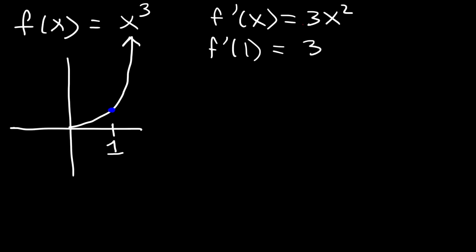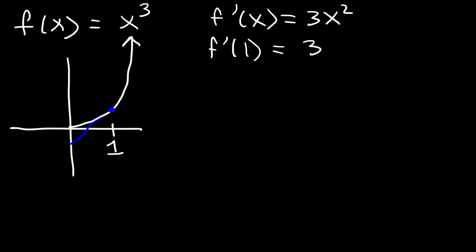So keep in mind, 3x squared is the derivative of a function. It's a function based on x or some other variable. F prime of 1, which is 3, that's a number. That's the slope of the tangent line. So the slope of the tangent line is a number, the derivative is a function. But you can use the derivative to find the slope of the tangent line at any value of x. So at x equal 1, the slope of the tangent line should be 3.